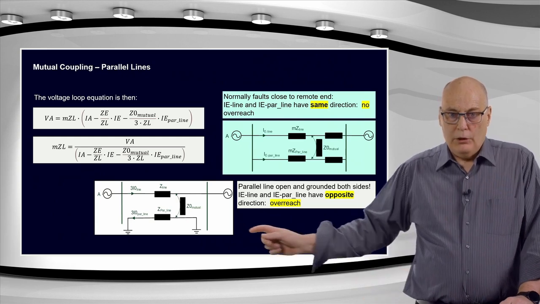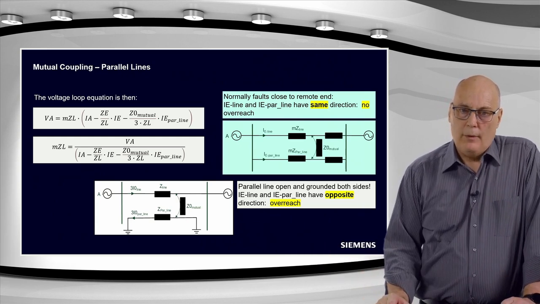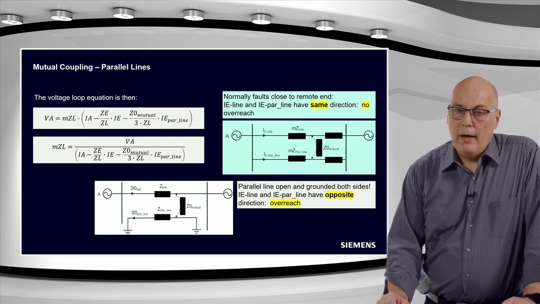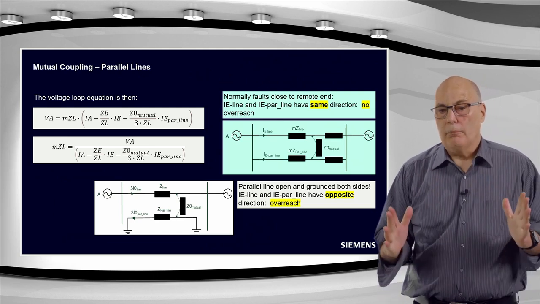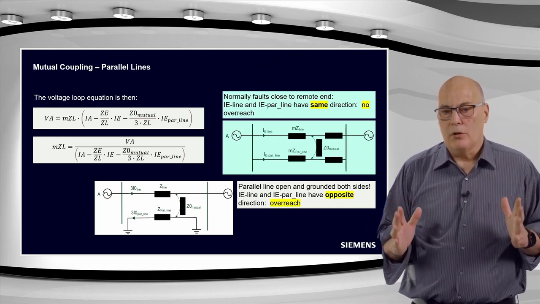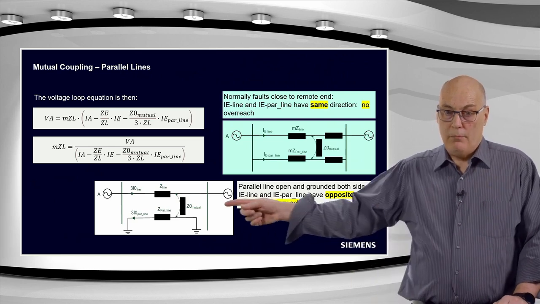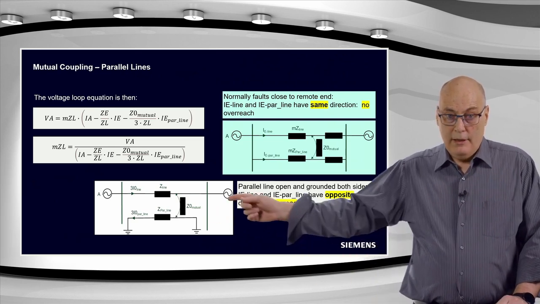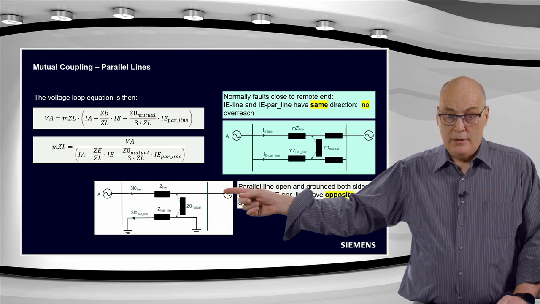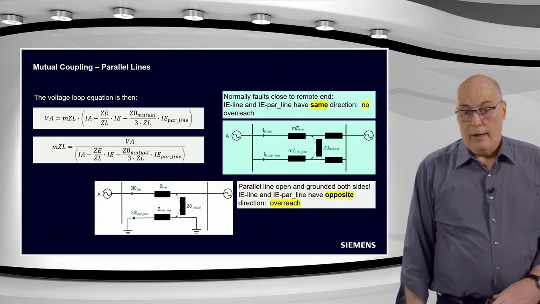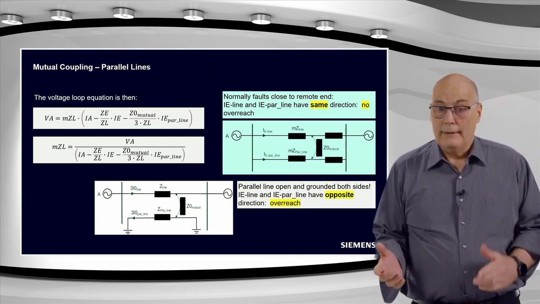But the one shown at the bottom here is a very interesting one. If the parallel line is taken out of service and grounded at both sides, if you take a line out of service for maintenance work, etc., you would typically, for safety reasons, apply a ground at both ends. Then it would look like this. The protected line would be in service, and the parallel line would be out of service and grounded at both sides.